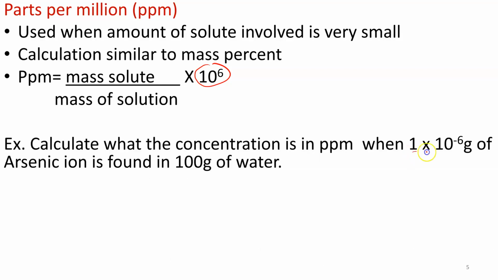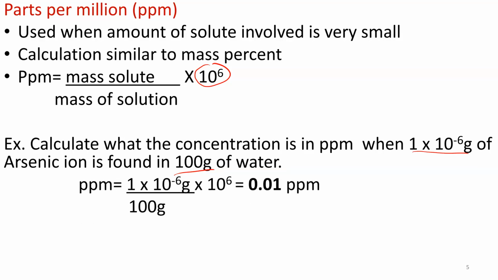Notice 1 times 10 to the negative 6 grams, a very, very small number compared to the 100 grams of water you have there, right? So our parts per million for this is going to be 1 times 10 to the negative 6 divided by that 100 times a million, which gives you 0.01 parts per million. The alternative would be 0.012334, if we did it as mass percent. So really the only reason we do this is because this looks a little better than this. That's really the long and short of it.